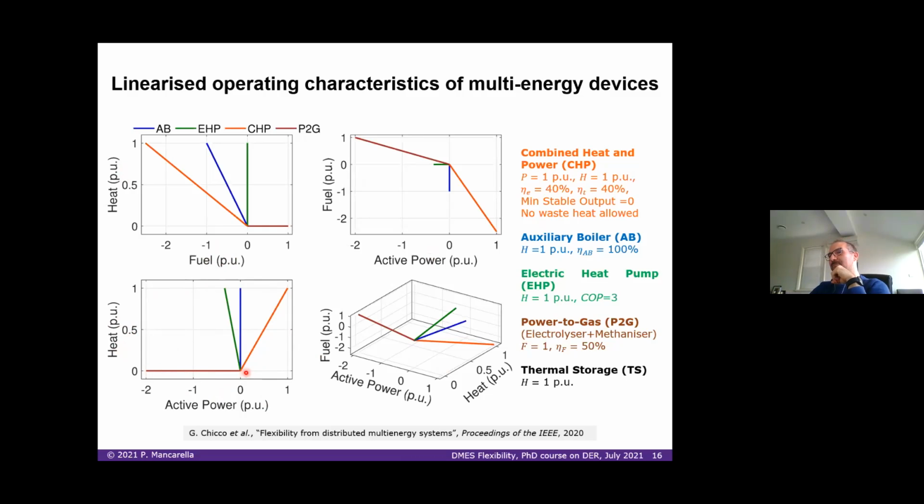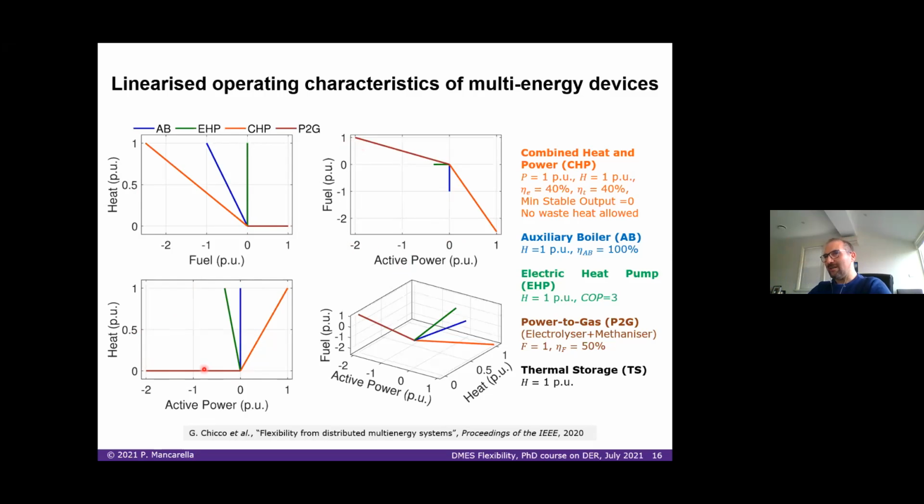I can change my electricity output, but the heat output doesn't change because basically there is no coupling with the heat system. However, if I look at fuel active power, as you can see, if I change my active power, I also change the fuel. In this case, fuel is negative because power to gas is producing fuel, it's not consuming fuel.